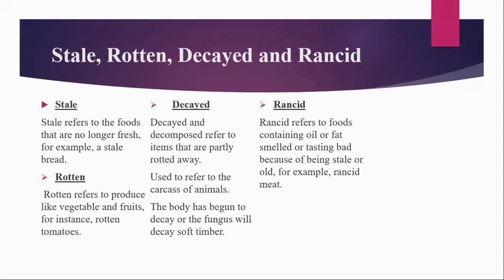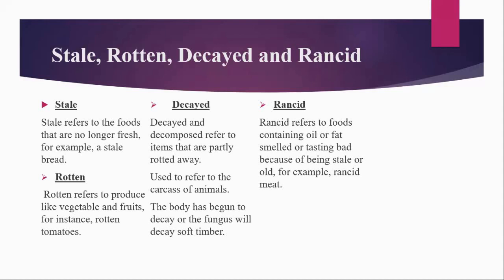Or if you Google the synonyms for rotten, you would again have stale, decayed, rancid, along with other words. The same is the case with decayed or rancid. If you Google rancid, you'll find stale, rotten, and decayed as the synonyms of rancid. But the point is, can we use these words interchangeably? Of course not. You can say a stale bread, but you cannot say a stale tomato, right? Instead of stale, for tomato, we will use the word rotten. So although stale and rotten are synonyms, they cannot be used interchangeably.